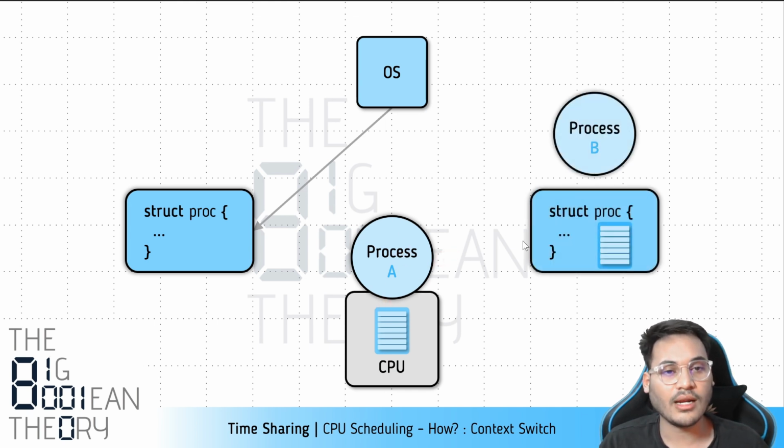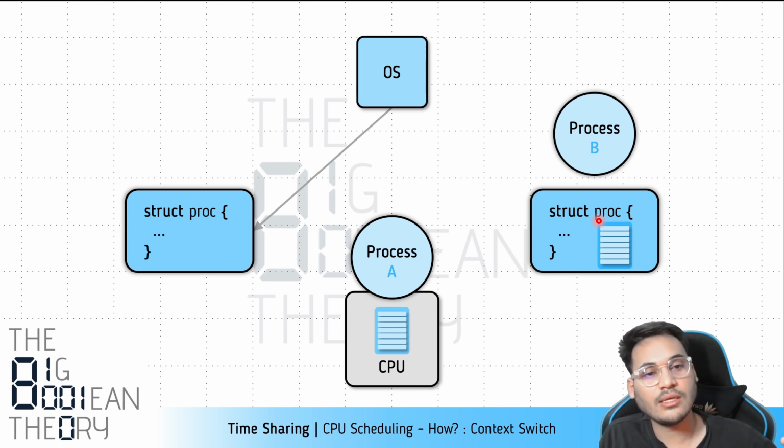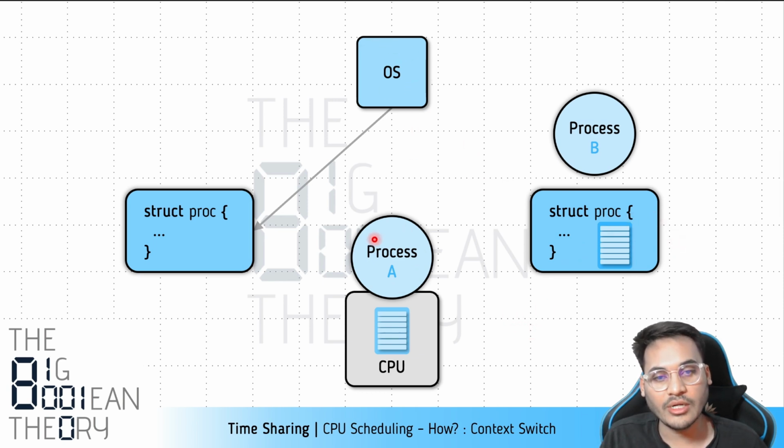Now let's assume that there is another process in the system, which is process B. This is the process control block for process B, and this is the context for process B. Let's assume that process B was executing earlier also, and it had been paused. When it had been paused, this was the snapshot of registers. As you can see, this is the snapshot of registers, and this is the context that is stored in process B. Now let's assume that the operating system decides that it wants to give the CPU to process B, that is, make a context switch from process A to process B. So let's see what happens.